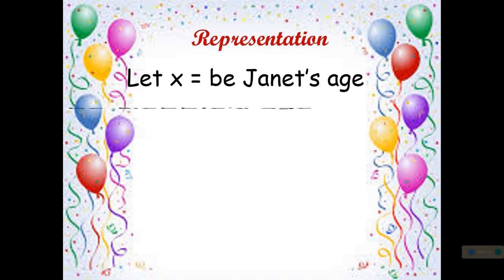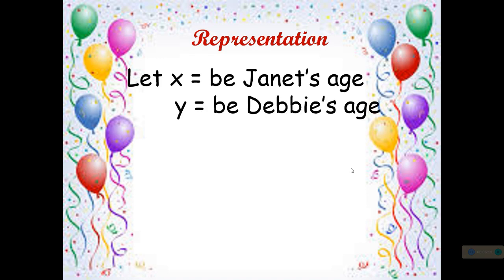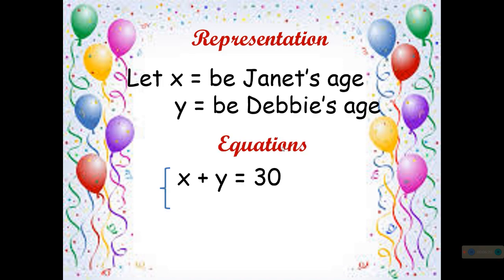Okay, so for our representation, x will be Janet's age and y will be Debbie's age. For our first equation, we have x plus y equals 30, because the sum of the ages of Janet and Debbie is 30. Then the second equation is 3y equals 2x plus 5, because 3 times Debbie's age exceeds twice Janet's age by 5. So that's why we have 3y equals 2x plus 5.